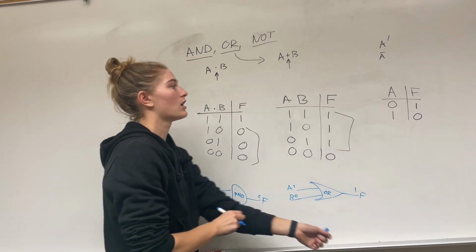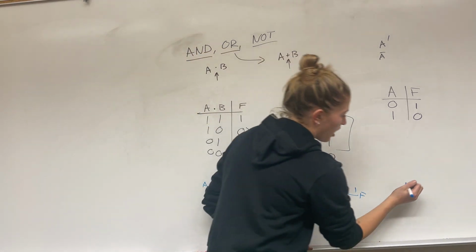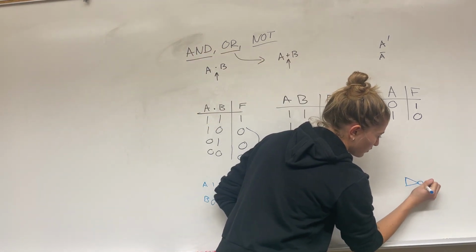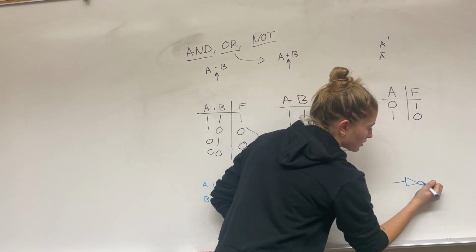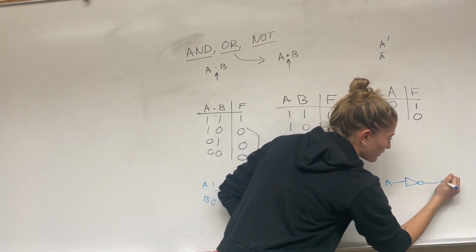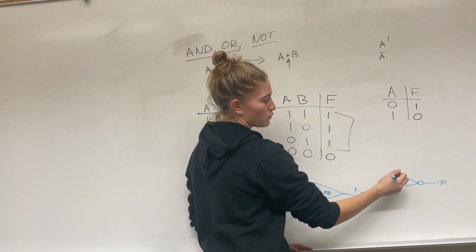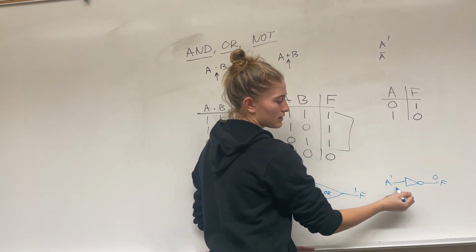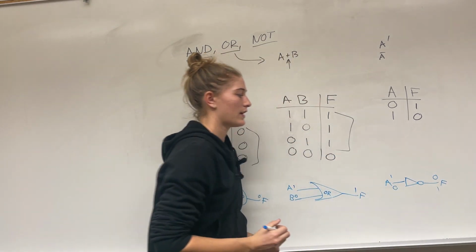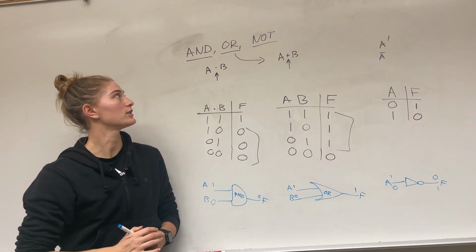And for our last logic gate, we have NOT. NOT is a triangle with a little bow at the end. So you'll have A going in and F coming out. So if A is 1, F is 0. If A is 0, F is 1. And that's the logic gate for NOT.